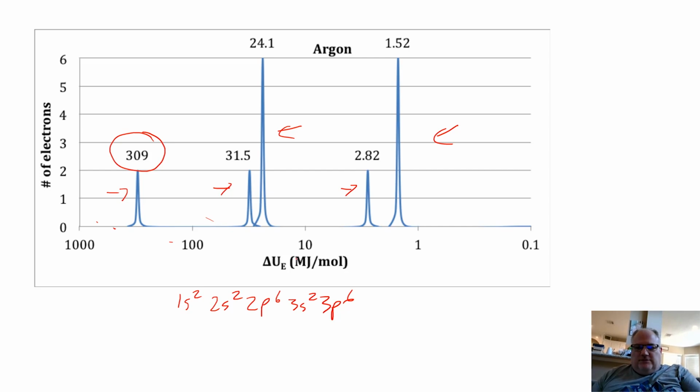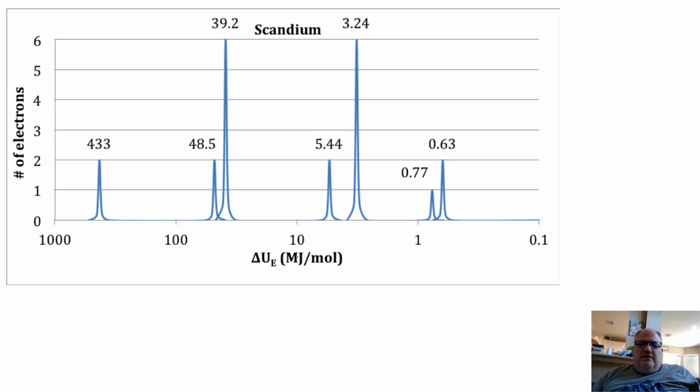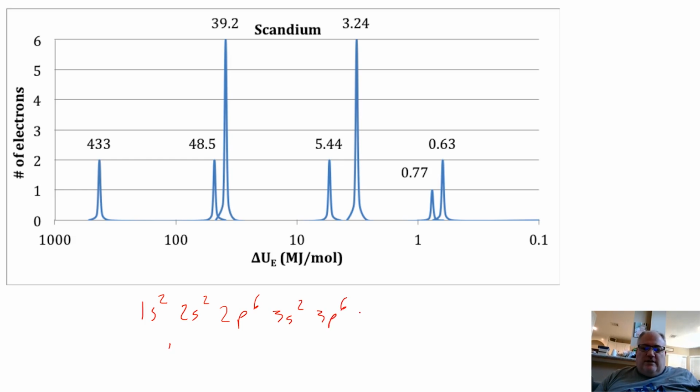Let's try one more. And this one here is a big one, because it looks really, really confusing. So let's just take a look at this and see whether we can make sense of it. Now, I'm going to start off by writing what the actual notation is for this. 1s2, 2s2, 2p6, 3s2, 3p6, and then what? 4s2, 3d1. Yeah? This would be the configuration if we drew it all the way out. So let's walk through and see what we have here.